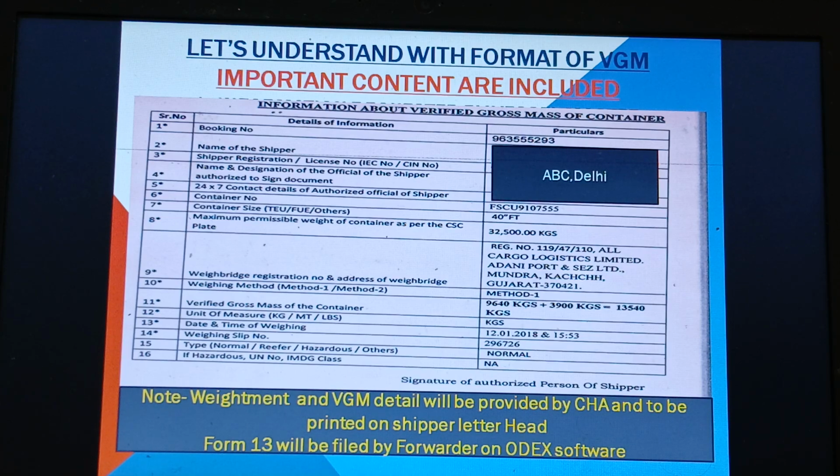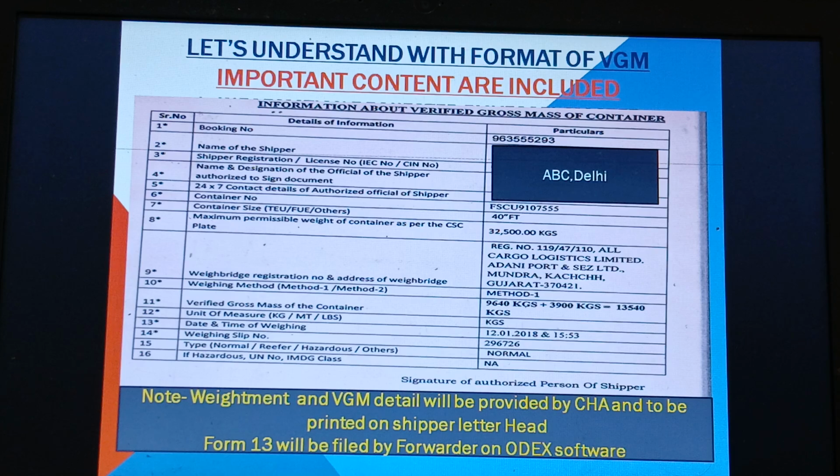What is the important thing? Number one, you need to mention information about the verified gross mass of the container. This is the practical format that I am sharing with you. This is the image: name of the shipper, booking number, shipper registration license number, IEC number, name and designation of the officer or official of the shipper authorized to sign and stamp. Container number, container size, for example 40 feet, and maximum permissible weight of the container as per the CSC plate. It should be mentioned on the container, that is 35,500 kg. The CSC plate is very important. It should be fixed on the container. That is the most important thing.